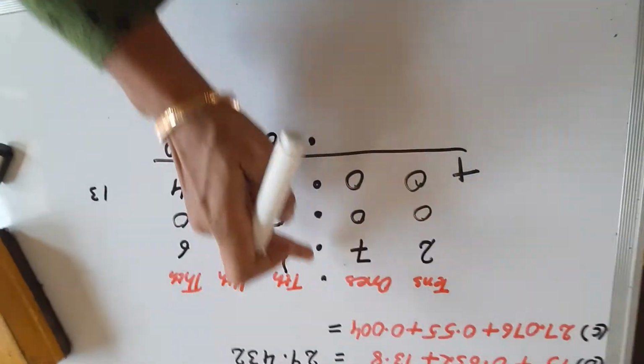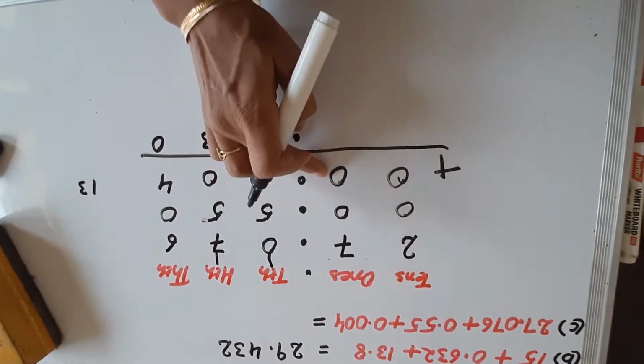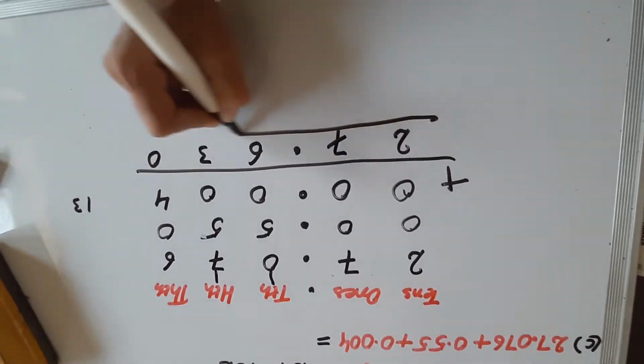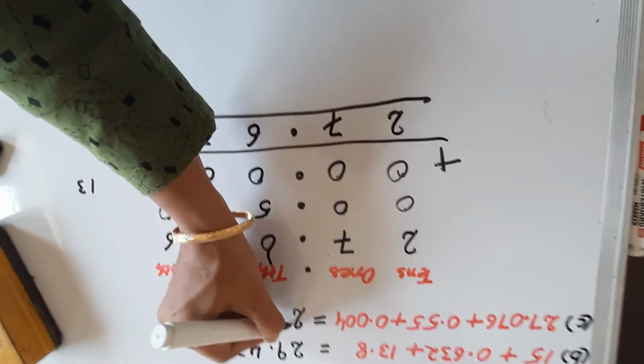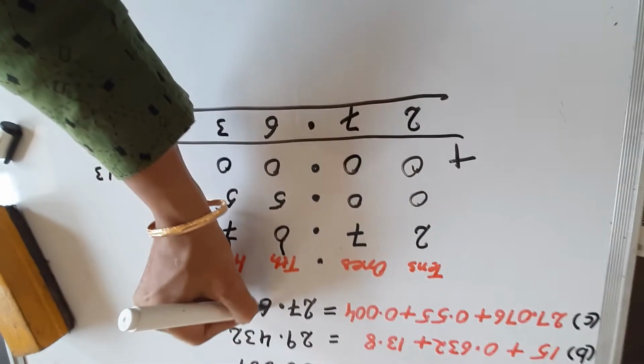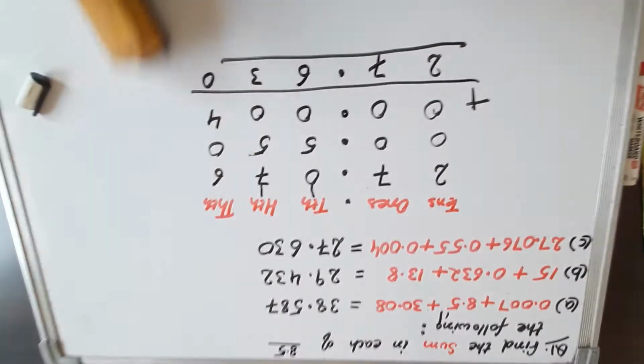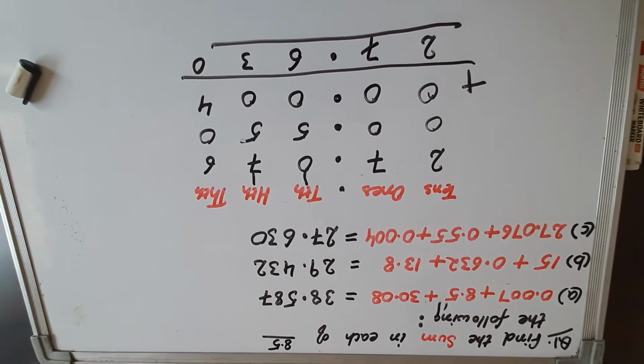Place a decimal under the decimal. 7 + 0 is 7, 2 + 0 is 2. So the answer will be 27.630. So dear students, in this way try the remaining 3 parts yourself.